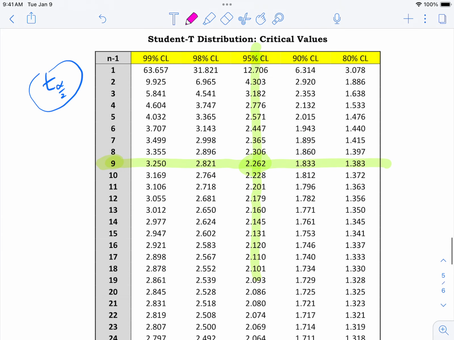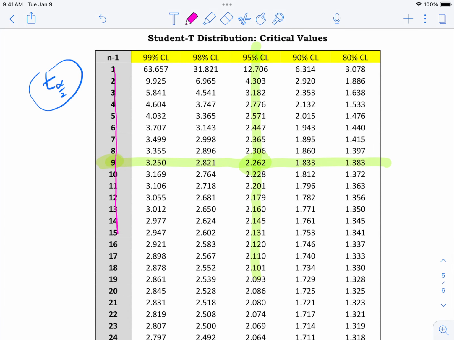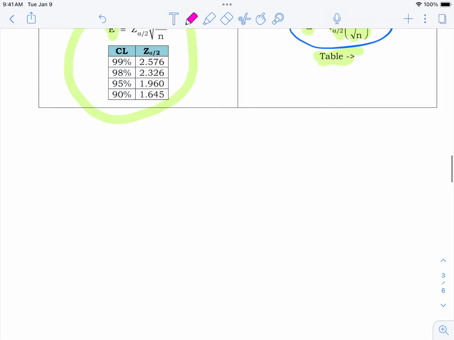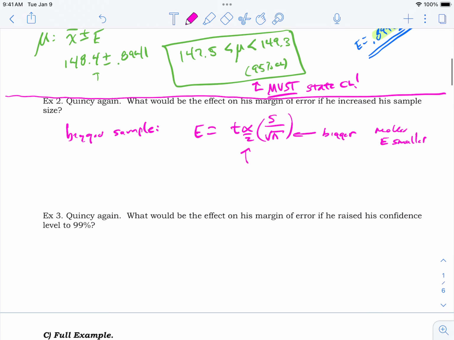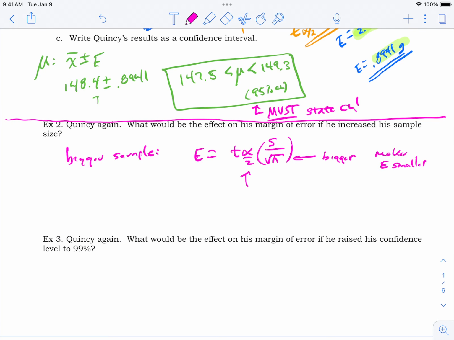Okay, so as the sample size goes up in this direction, notice it doesn't matter which column you're in, these are all going down. Your T values here are going down. They get smaller. As n gets bigger, your T values get smaller. So come on back up. Let's include that in our consideration here. Also gets smaller. So making E smaller. So there you have it.